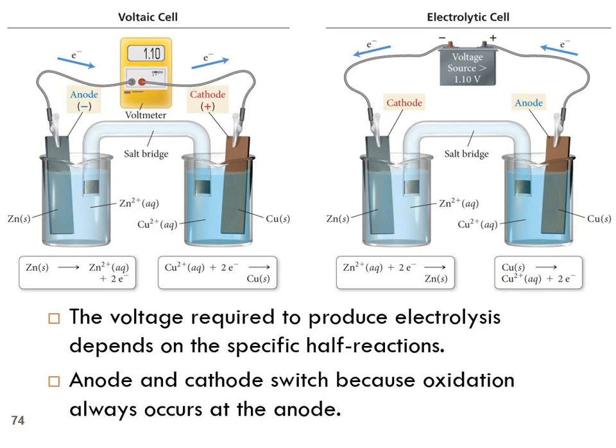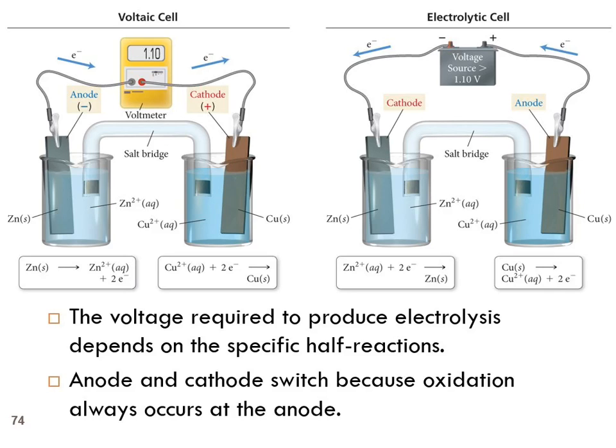The voltage that's required to do this is going to depend on the specific half reactions that are involved. These two half reactions in a voltaic cell will generate a voltage of 1.10 volts. In order to drive this in the reverse direction, you're going to have to apply greater than that voltage to get it to go. Another thing to note is that in the voltaic cell, the zinc electrode is the anode and the copper electrode is the cathode. In the electrolytic cell, it's the opposite because we're forcing the electrons to go in the other direction. And that's what's determining which is the anode and which is the cathode.